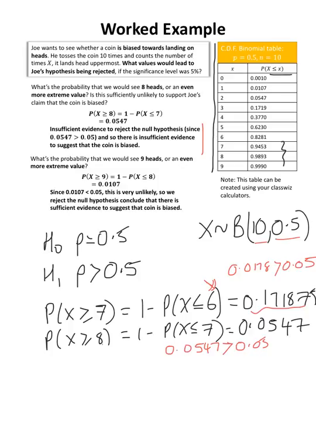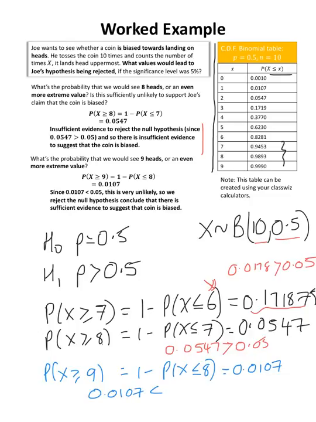However, if we consider the probability we would see 9 heads or even more extreme values, so 9 or 10 heads, that means I need to work out the probability that x is greater or equal to 9, which is 1 minus the probability x is less than or equal to 8. And when I do that, I get a probability of 0.0107. Now 0.0107 is less than 5%, which is the level of significance that we're testing at.